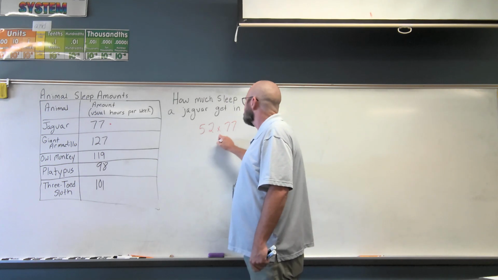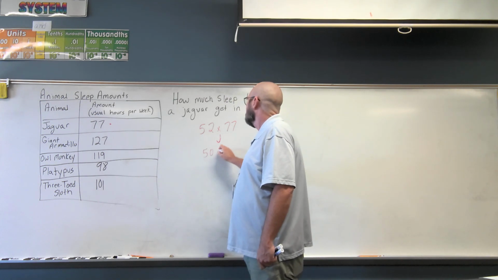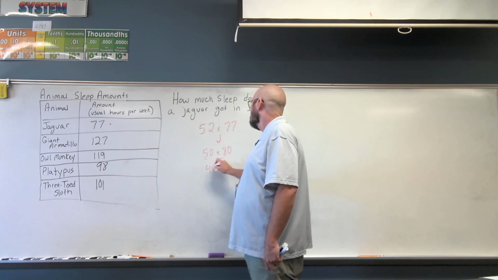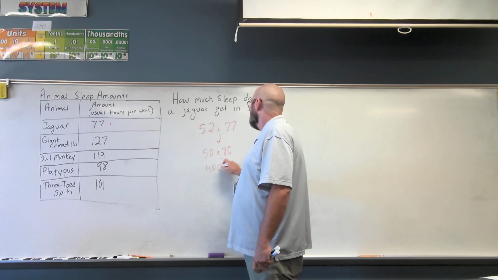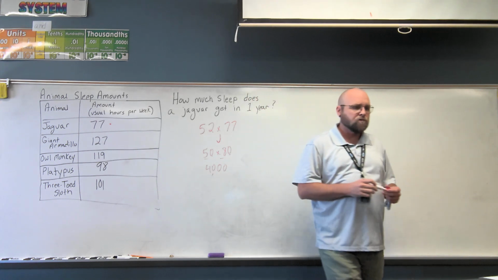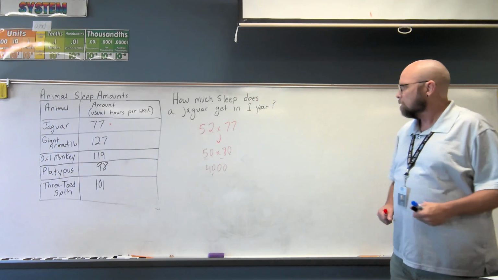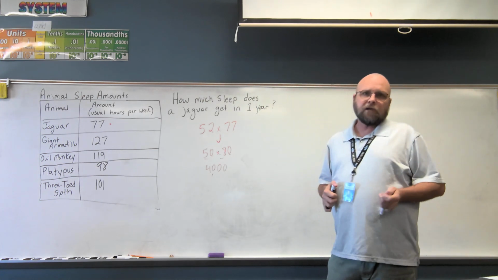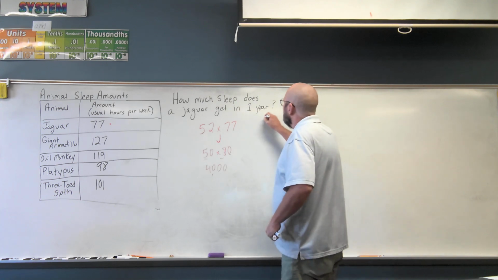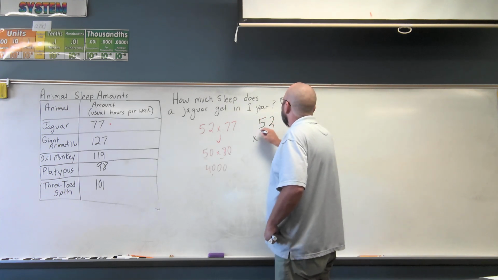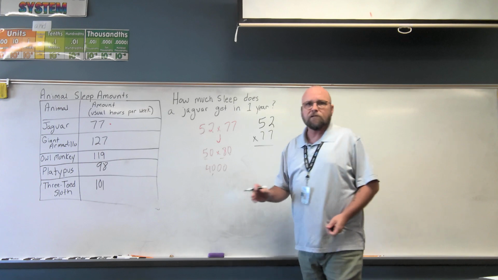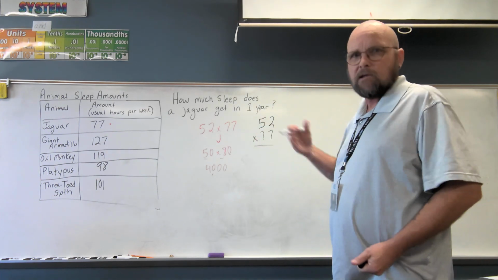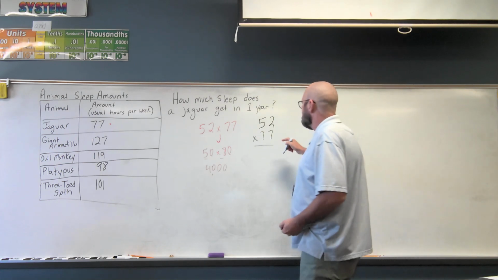Always estimate first. So I would do 50 times 80. 5 times 8 is 40. And then the 2 zeros. So in a year they get about 4,000 hours of sleep. That's our estimate. Now I'm going to use the standard algorithm for this first. So 52 times 77. And I know I've said 100 times, all you have to do is your 1 digit by 1 digit. You know your zeros through nines, then multiplication and division are easy.